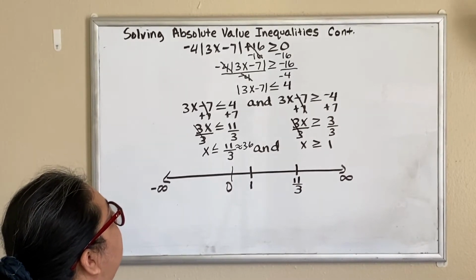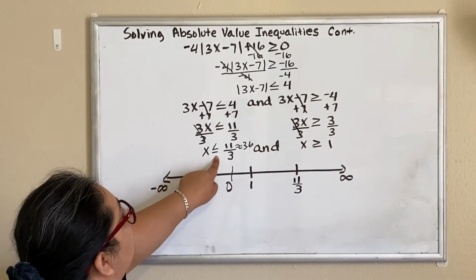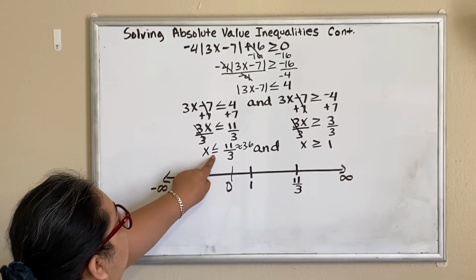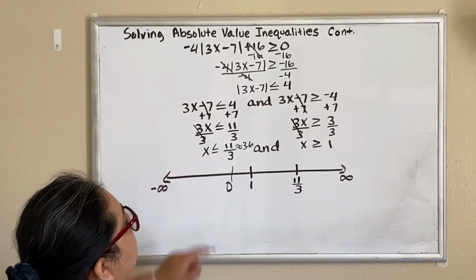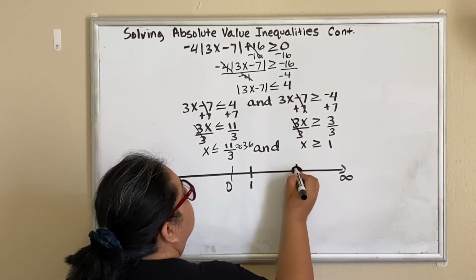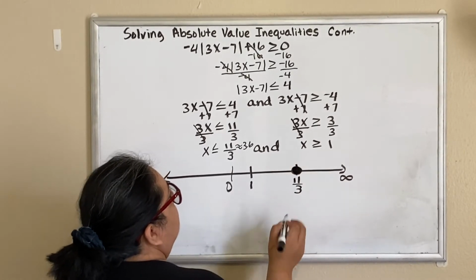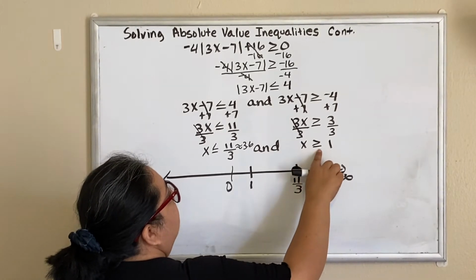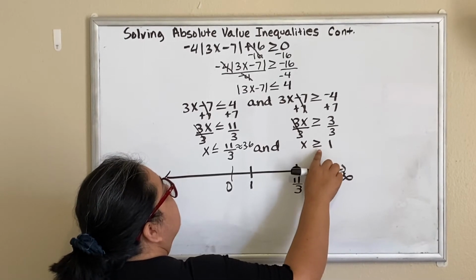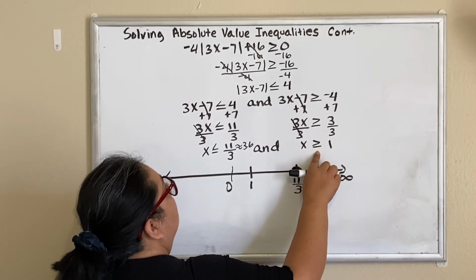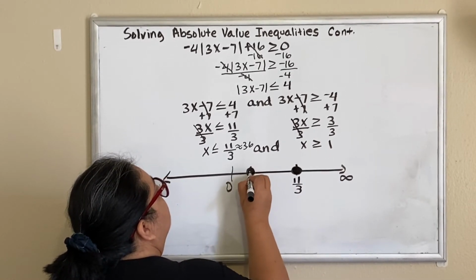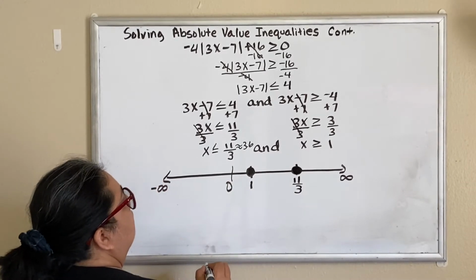Okay, so now this is x is less than or equal to 11 over 3. The or equal to part, the little line underneath, means that 11 over 3 is closed. So at 11 over 3, we're going to put a closed bubble. The same thing happens at x is greater than or equal to 1. I have greater than or equal to. Since it's also or equal to, at 1, we have a closed number. So we're going to bubble it in.